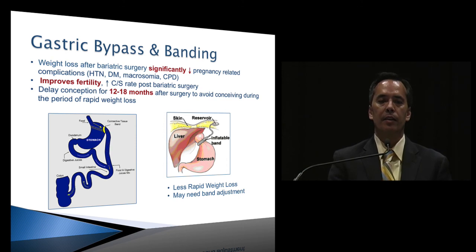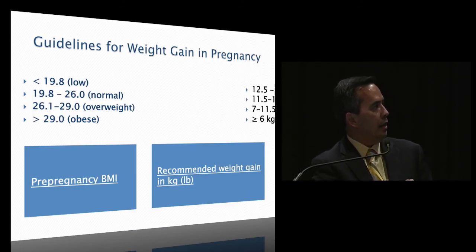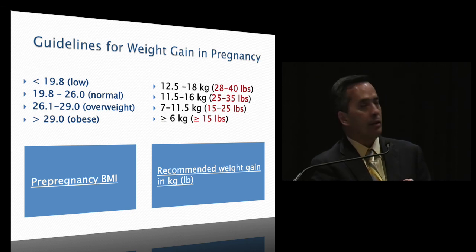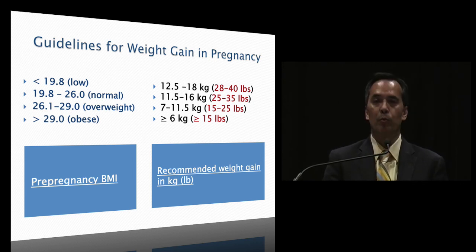So here are the guidelines. If you're morbidly obese, greater than 29 BMI, you are recommended to gain only about 15 pounds. And if you're underweight, you should gain up to about 40 pounds. So definitely you don't want to gain as much, since you would be more likely to retain it afterwards.